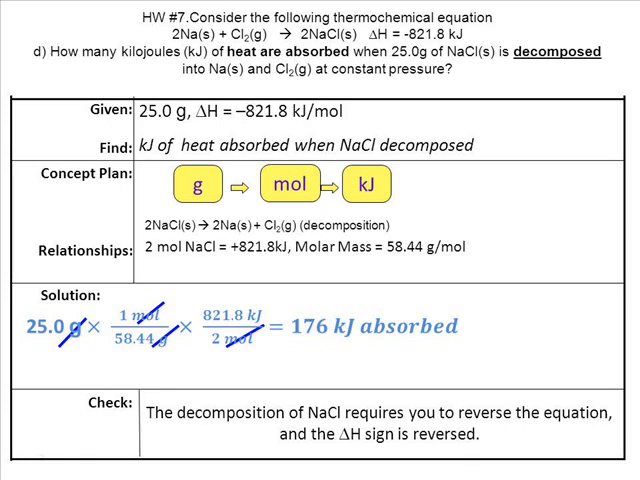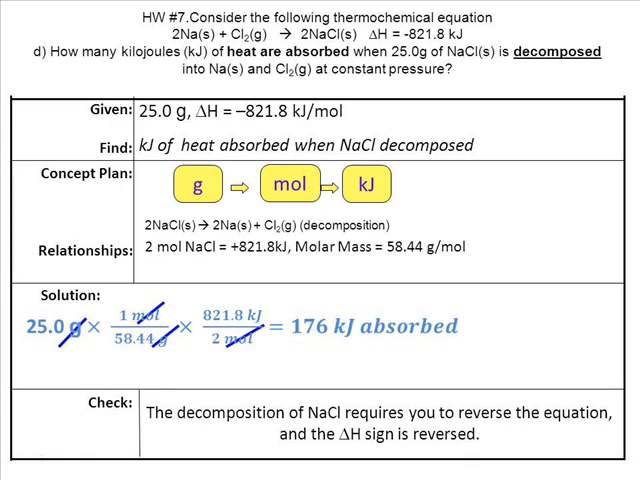Looking at what we're given, we know that we have 25 grams of sodium chloride, and that the delta H, the change in enthalpy value, is negative 821.8 kilojoules, given for the reaction of sodium metal plus chlorine gas, which produces 2 moles of sodium chloride. So that's what has been given to us. However, we're asked to find kJ of heat absorbed when 25 grams of sodium chloride is decomposed. So what is that telling us? We basically have to look at the chemical reaction in the reverse direction, the decomposition.